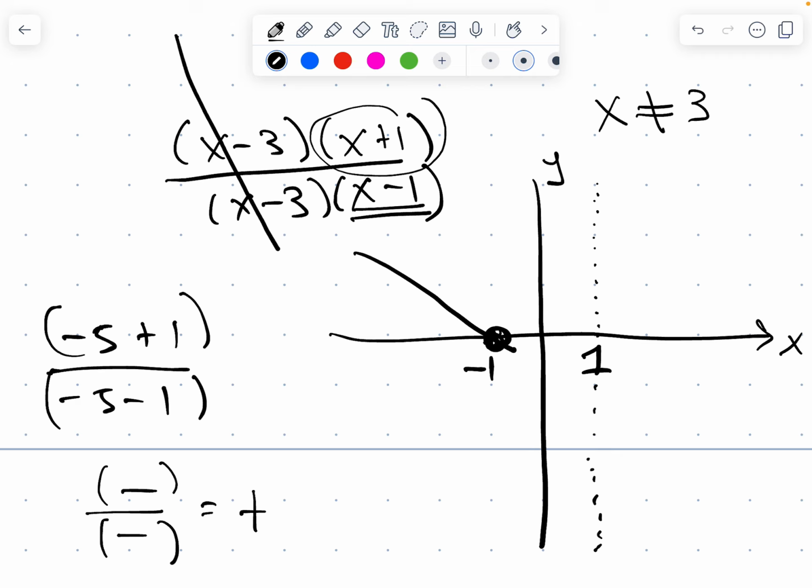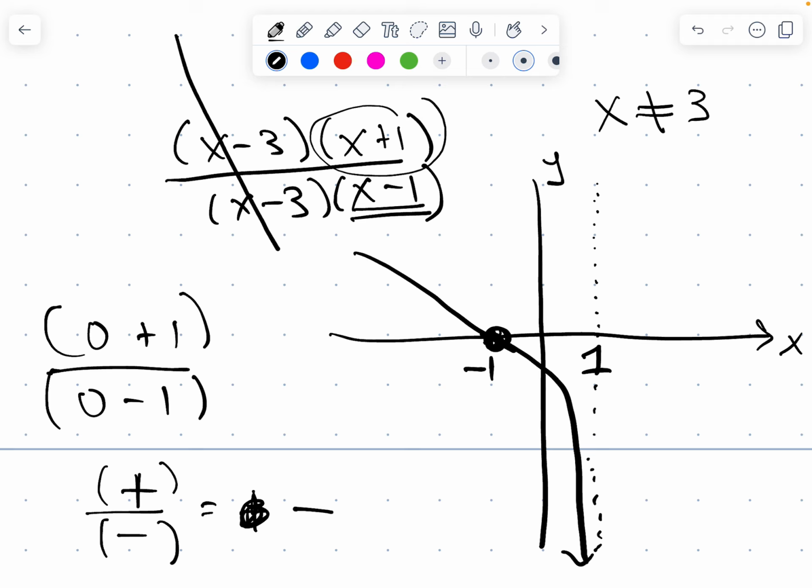And now let's choose something to the right of negative 1. Let's try 0. If I plug in a 0, then 0 plus 1, that flips this one. That makes a positive over a negative, which is going to make that whole thing become a negative. So I'm at negative. I hit the asymptote. I go down the asymptote.